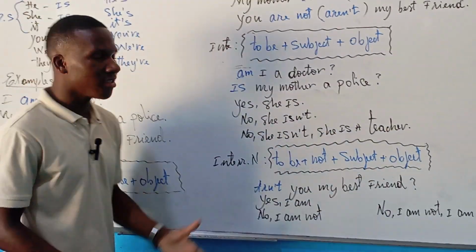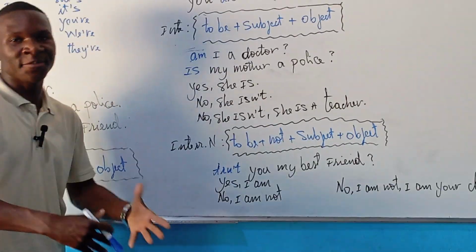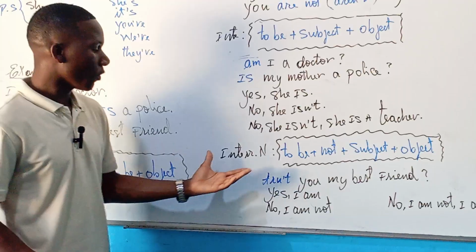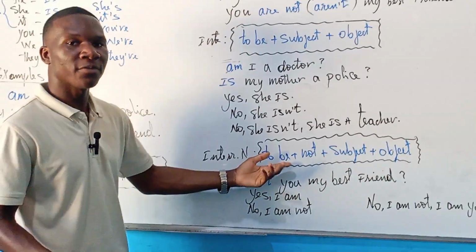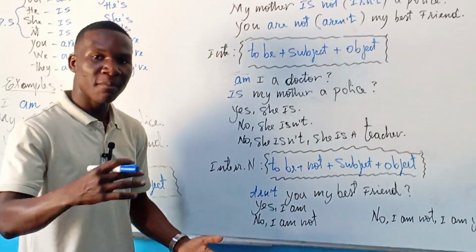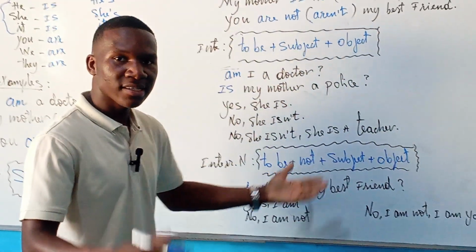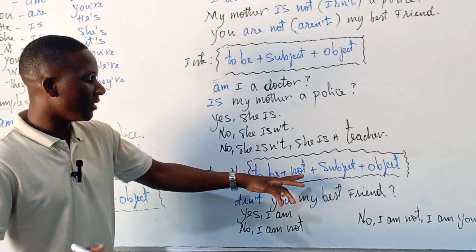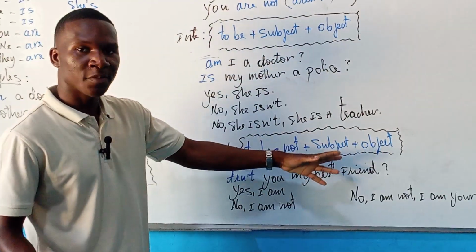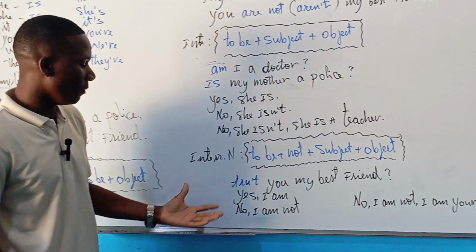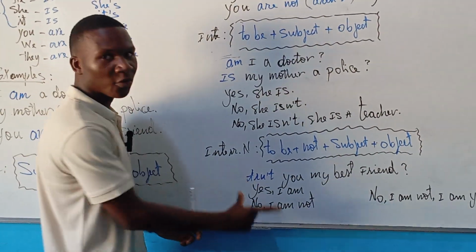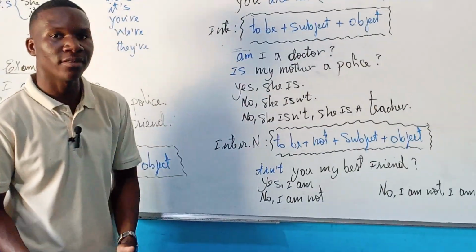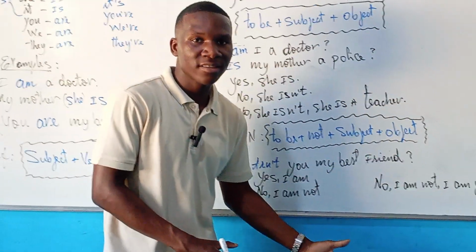Now guys, let us see how to make negative questions. It is easy also. What are you going to do? Just start with your verb to be. Don't forget, verb to be must be conjugated according to the subject. After your verb to be comes our adverb of negation. Then comes your subject and your object. For example, here I put this in a contracted form, okay? Aren't you my best friend? This is a negative question. Aren't you my best friend?